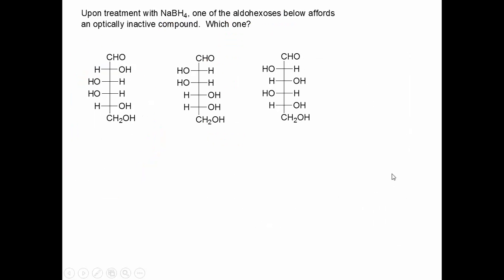Here's a common type of question you see associated with these sodium borohydride reductions. Upon treatment with sodium borohydride, which of the aldohexoses depicted give an optically inactive compound? Of course, all of these are going to have a lot of chiral centers. How do we have an optically inactive compound when we have chiral centers? We're going to be looking for a meso compound, a compound that has a plane of symmetry.